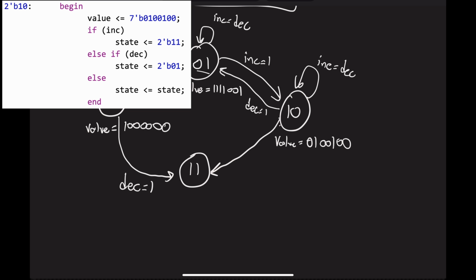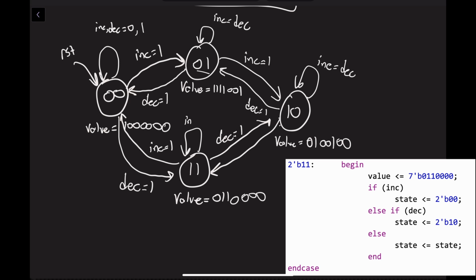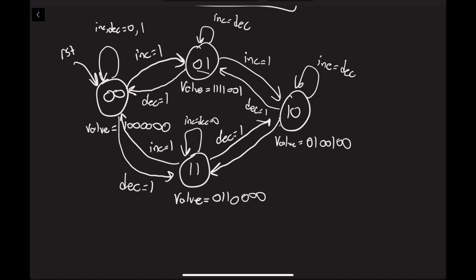And then finally, we define what happens in state 11. So the value is equal to 0110000. If increment is equal to 1, we move to 00. If decrement is equal to 1, we go back to state 10, and under those, increment equals decrement equals 0, stay in the same state. And actually, that's the end of the code. There's a test bench down there, but other than that, this is the state machine we defined.